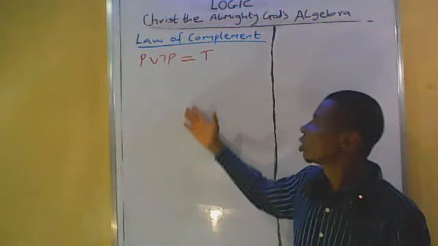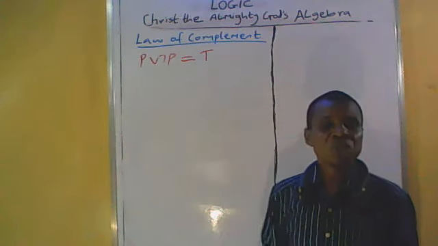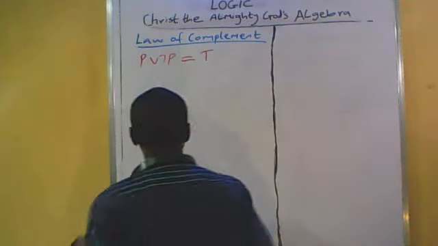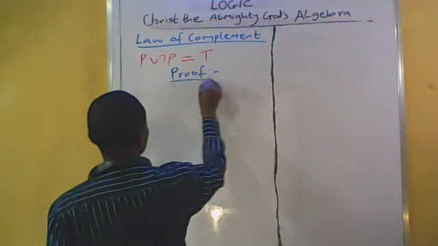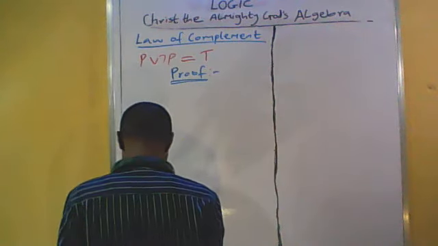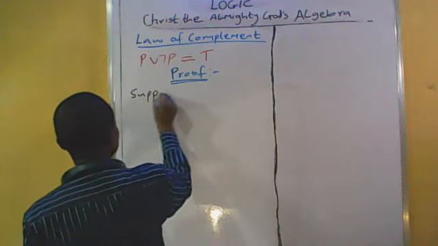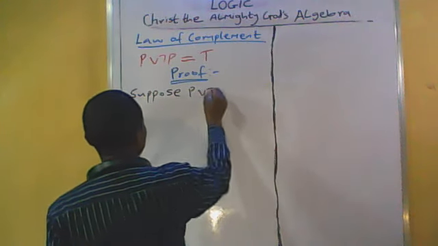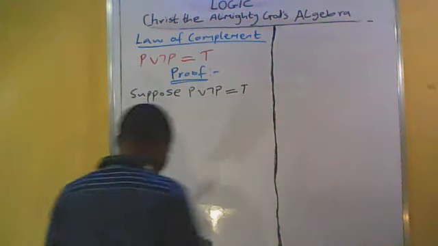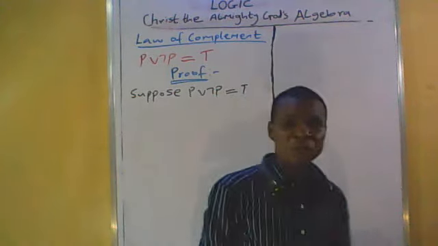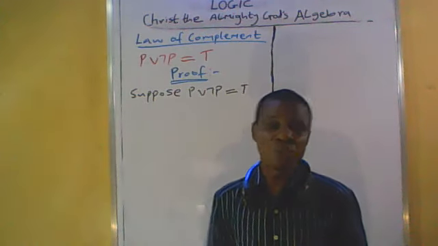Now let us prove this statement that P or not P is equal to T. Proof. Suppose P or not P is equal to T. We assume that the statement is true. That means P or not P is equal to T.